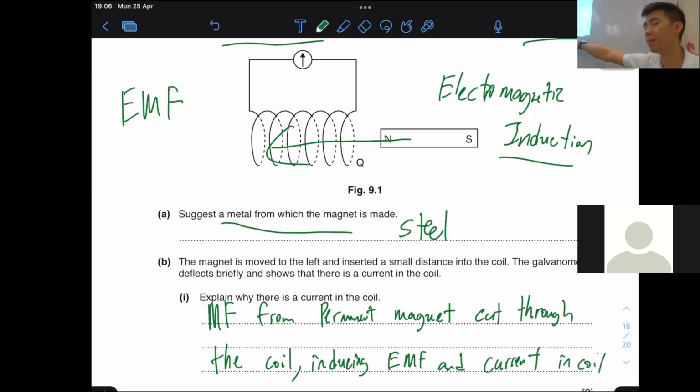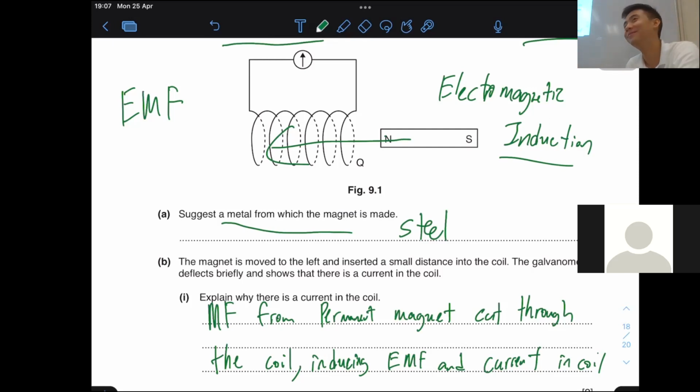Guys, always remember EMF must come before your current. It's a very standard mark scheme answer as well. Always EMF before the current. Wait, this EMF is electromotive force. Then why is it called electromagnetic induction? Electromagnetic induction is the process of how current is flowing here. It's like saying friction is the process that produces heat. Electromagnetic induction is the process that produces current.